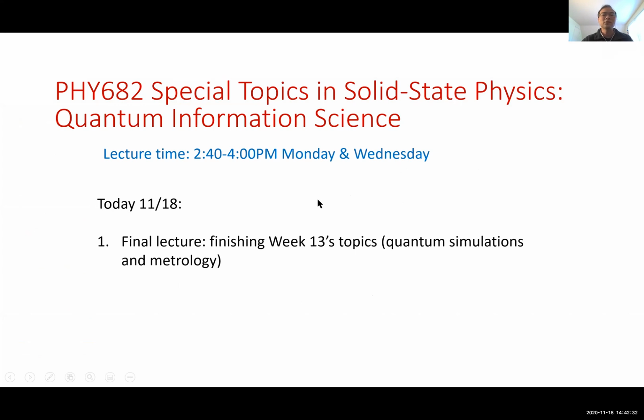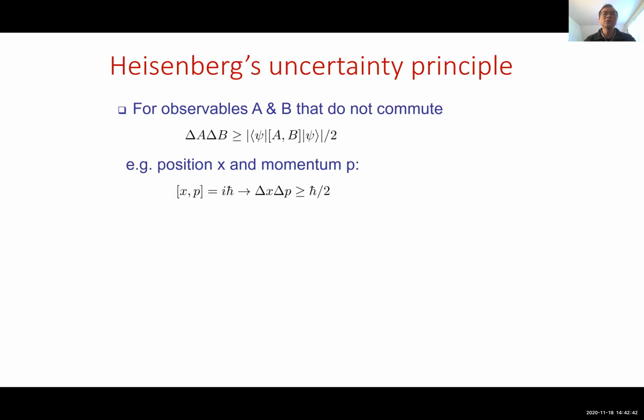Today is the final lecture, and we're going to finish week 13's topic, and in particular today's topic is on quantum metrology and sensing. To talk about metrology and sensing, there's one fundamental principle that I should mention in quantum mechanics, that is the Heisenberg principle. If you have two observables A and B, and if they don't commute, there is such a relation of uncertainty.